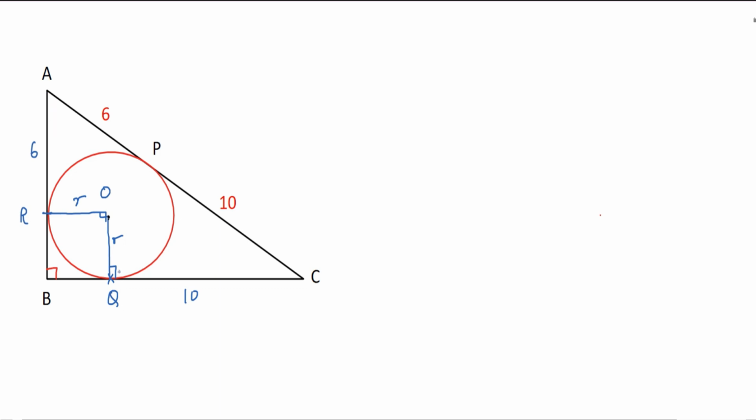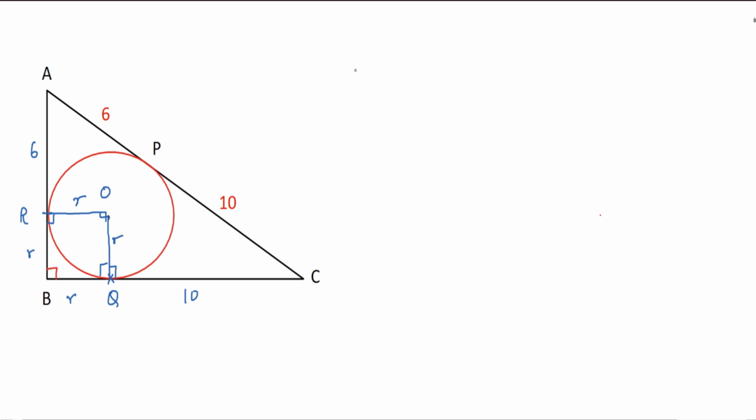And here BQ will be OQ, since this angle is 90 degrees, this is also 90 degrees, this is perpendicular, and this remaining angle will be 90 degrees. So BQOR is a square. If OR is r and OQ is r, that means BQ and RB will also be r units of length.